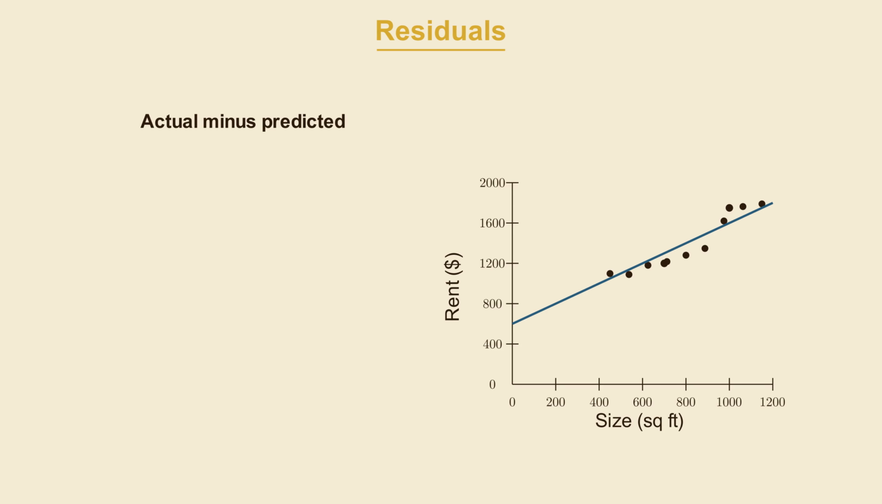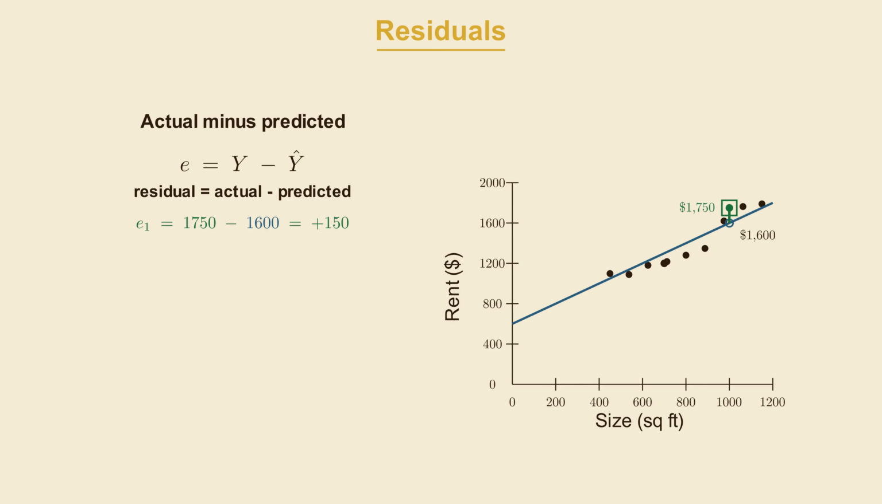Now here's the thing. The line almost never passes exactly through the points. Take a 1,000 square foot apartment. Say your line predicts $1,600 a month, but the apartment actually rents for $1,750. The line missed by about $150, and that miss has a name, and we'll call it the residual. The residual is just the actual value minus the predicted value. So in some sense, it's what really happened minus what the line said was going to happen. So this apartment ends up with a residual of positive $150.